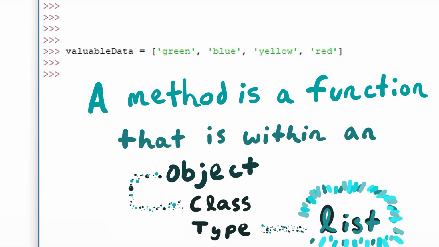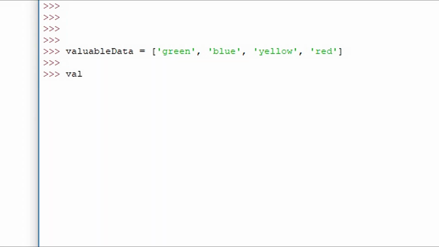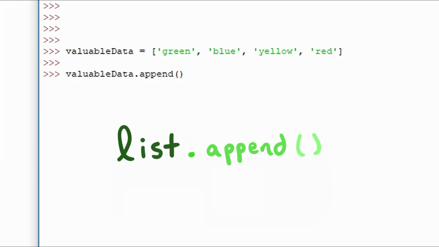Here we have some valuable data. We have a list of colors. We have green, blue, yellow, and red. We'll look at a few methods to get an idea of their general application to lists. Our first is going to be append.